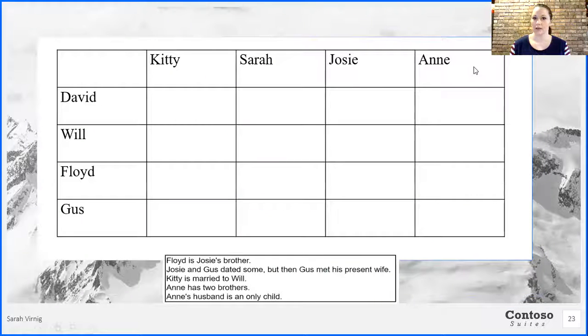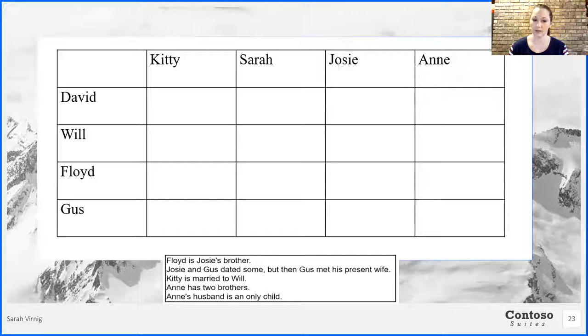Okay, so this one, we have 4 married couples who belong to a bridge club. The wives' names are Kitty, Sarah, Josie, and Ann. Their husbands' names are David, Will, Gus, and Floyd. So we're going to use this table to figure out who is married to whom. And the information we have that's been given to us is Floyd is Josie's brother.